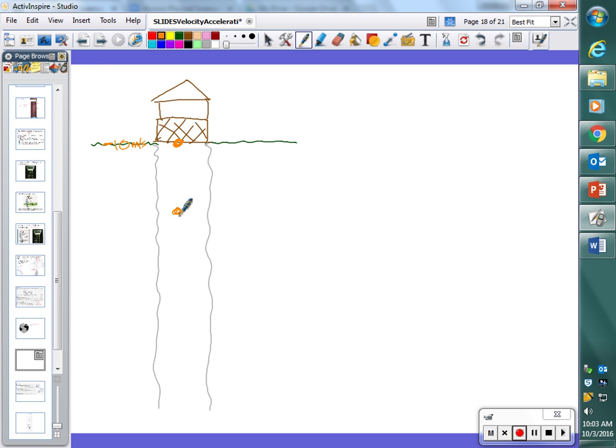Regardless of what the initial or the instantaneous velocity is. So if we check in with this thing 1 second later, what's its velocity going to be? Negative 20. Because it changed by how much? 10 meters per second. Alright? Second after that, negative 30. Second after that.